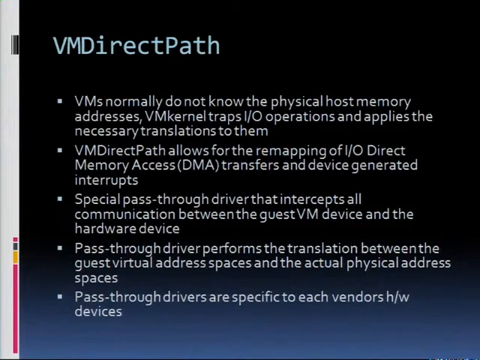VMs normally do not know physical host memory addresses. The VM kernel traps all the I/O operations that happen from that VM and applies translations to them from the virtual memory addresses that the VM sees. VMDirectPath allows for the remapping of host I/O direct memory access (DMA) transfers and device-generated interrupts. It uses a special pass-through driver that intercepts all communication between the guest VM device and the hardware device. The pass-through driver performs the translation between the guest virtual address spaces and the actual physical address spaces of the hardware. The pass-through drivers are specific to each vendor's hardware devices.